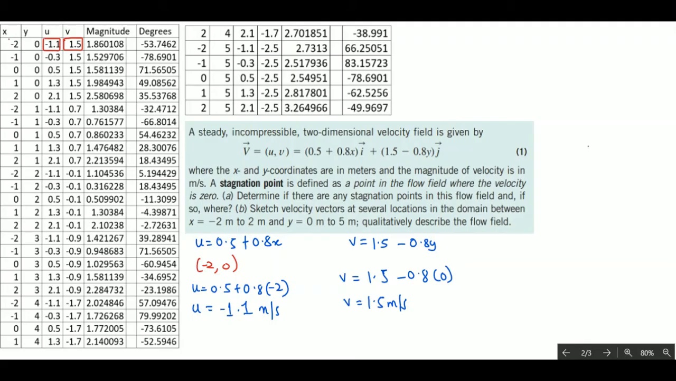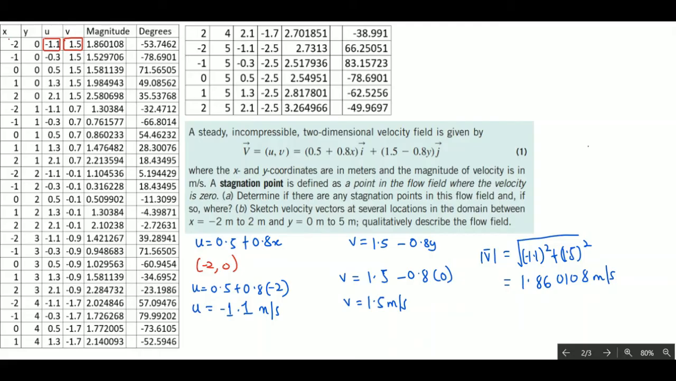After that, the next column represents the magnitude. We just have to calculate the magnitude of the velocity vector. To do this we take the square root of -1.1 squared plus 1.5 squared. This will give us 1.860108 meters per second. So this is how to get the components of the velocity and then the magnitude.